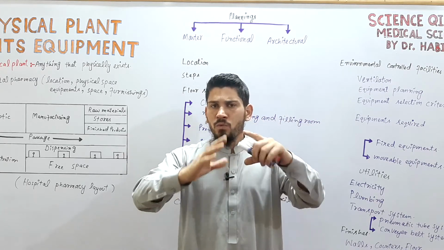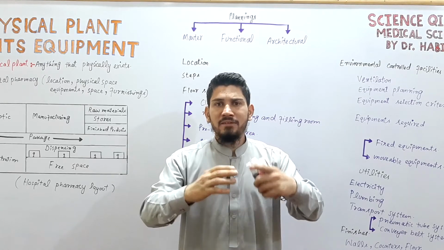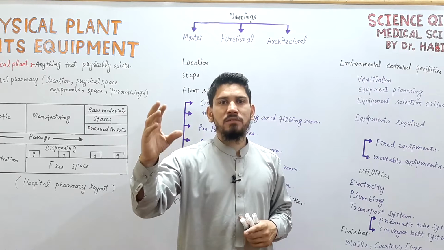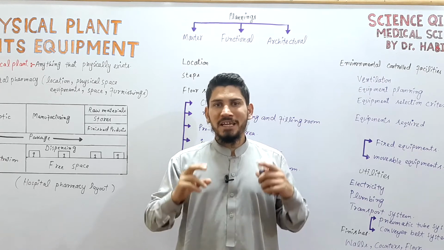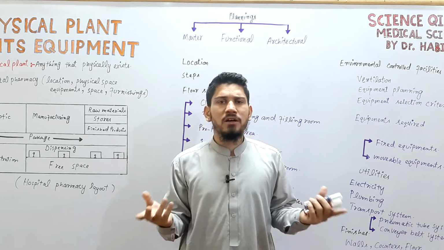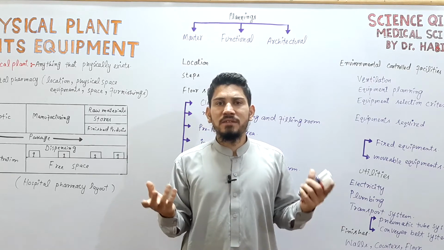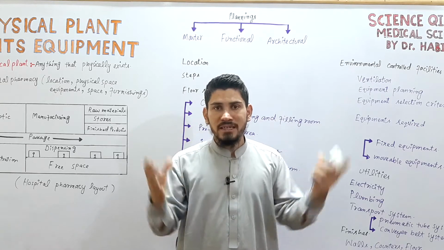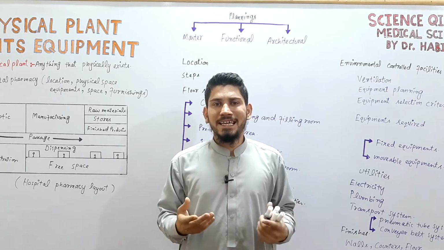Okay, now we are going to have a developed hospital pharmacy. We will have the plannings. After the plannings, we'll have the location. Number one, when we talk about the location, where in the hospital the pharmacy should be located: first floor, basement, in the center of activities. So we'll talk about that in detail.